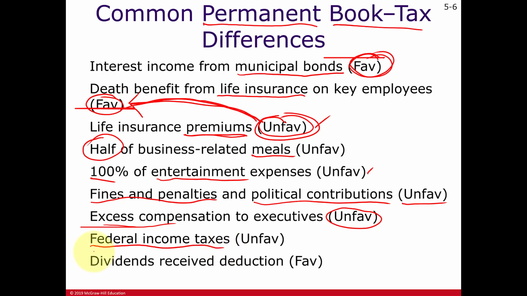But again, here it mentions federal income tax, non-deductible on the tax return, still shows up as an expense on the income statement. And an expense that does not show up on the income statement, but we get to deduct it anyway on the tax return, is a dividend received deduction that's going to reduce your taxes. And we'll talk about this calculation, I believe, in the next video.